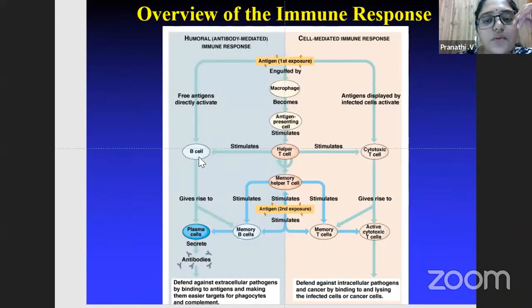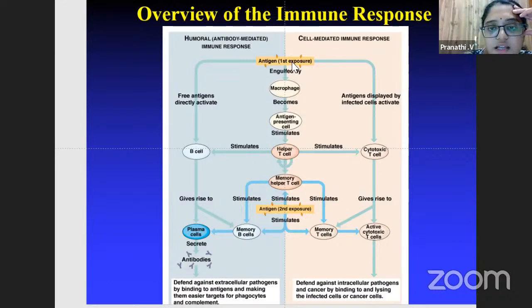So when you see the immune responses, we have the B cell, which is the humoral, and we have the cell mediated. Both of them have a very critical and important role inside the body, because both are triggered depending upon the kind of antigen that is exposed.